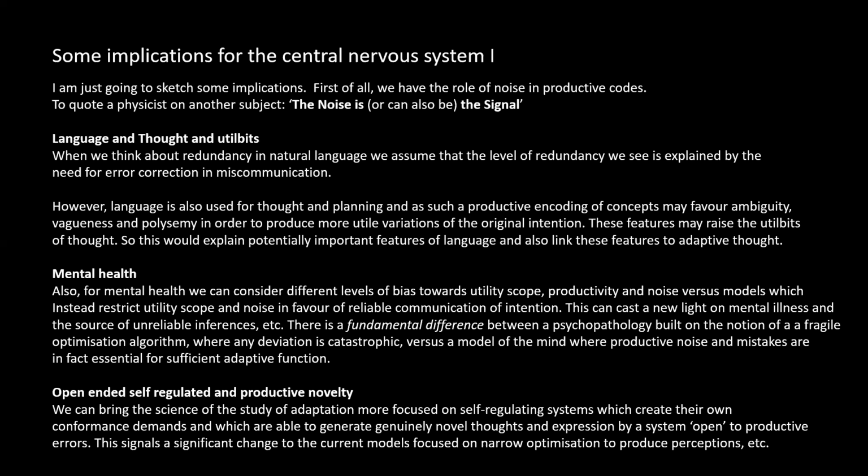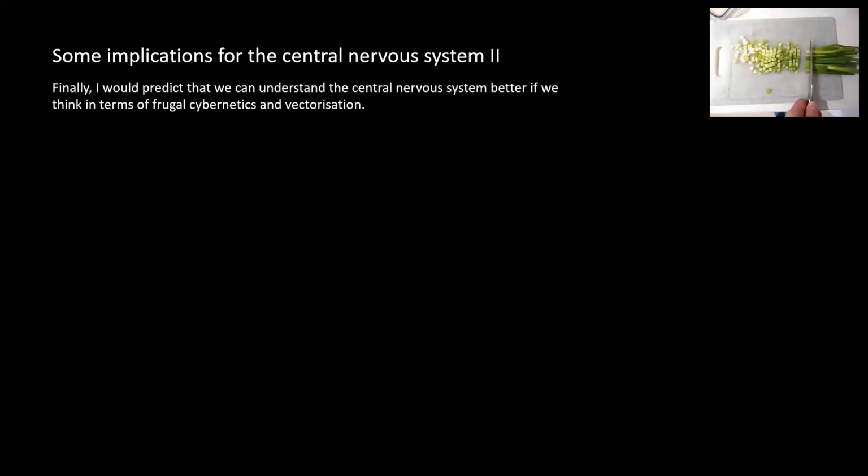And there's a fundamental difference between a psychopathology model built on the notion of a fragile optimization algorithm, correcting errors as learning, where deviations are then catastrophic, from a model where productive noise and mistakes are in fact essential for robustness and adaptive function. So it just gives a very different picture mathematically of what might be going on. And then you have the notion of self-regulated conformance pressure and how novelty can be productive, and how that's a different model, as I said, to the current models that we're used to working with.